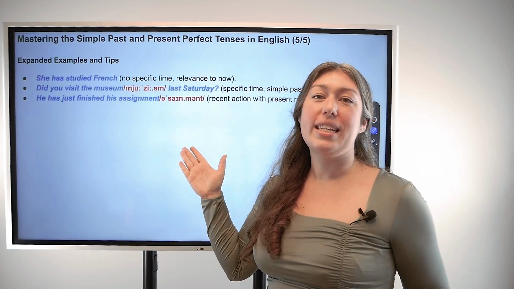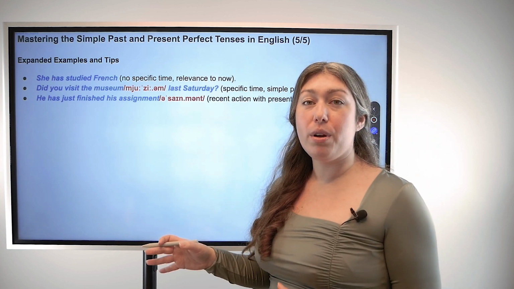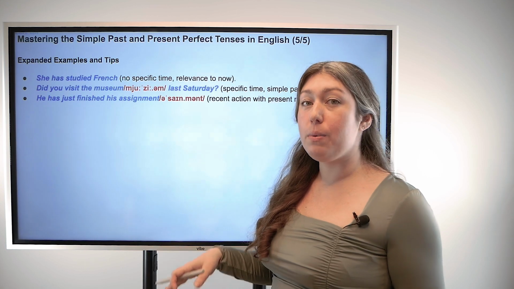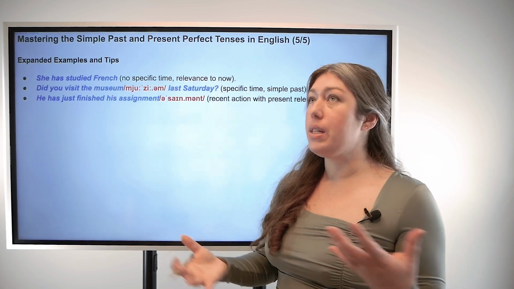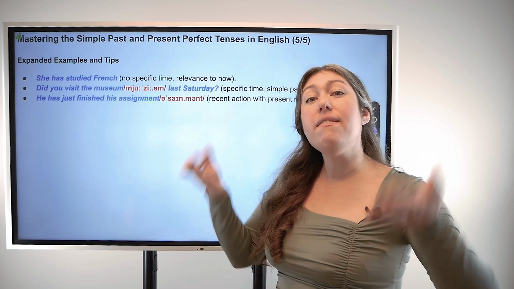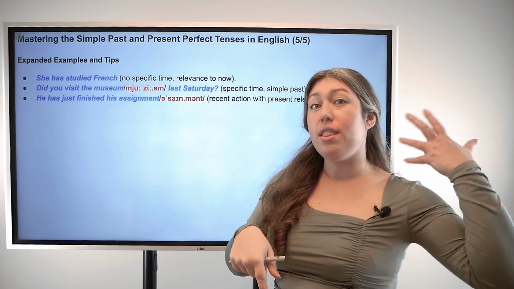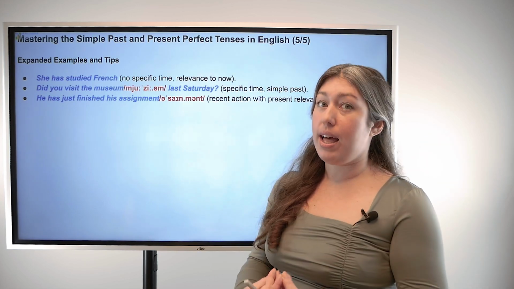Now let's look at some more examples. She has studied French. We know that this is present perfect because it doesn't give us a specific time frame that something was completed, but it has relevance to now. Normally, when people talk about having studied something, even if it happened in the past, it affects the present because that knowledge they gained from studying something in the past, they still have with them and they can apply it to the present.